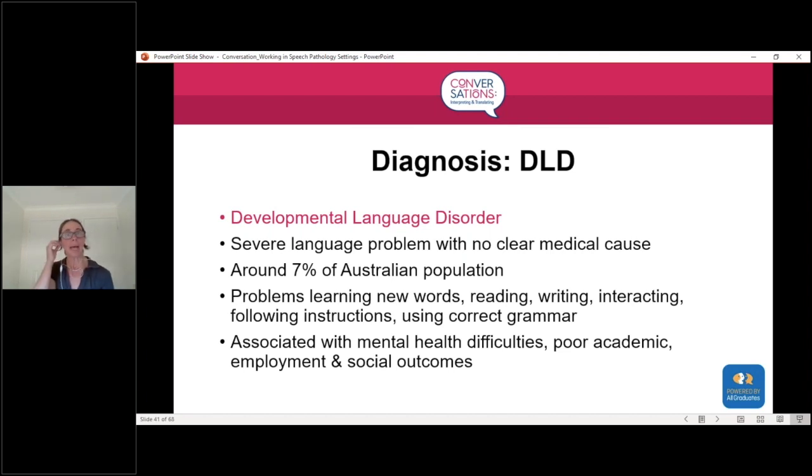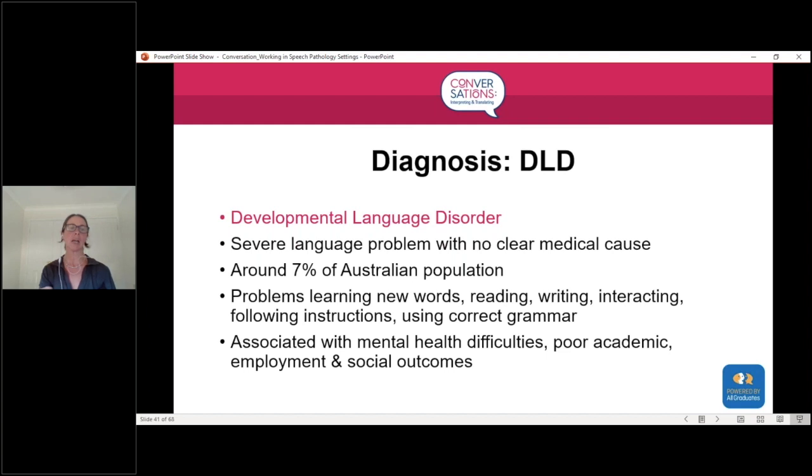Okay, but in schools and working with paediatric populations, some of the major diagnoses are what we call DLD. So this is developmental language disorder. Put it in pink there for your glossary. This is a severe language problem which has no clear medical cause, and it actually affects so many more children than you'd realise, because it's not something that people talk about. You don't hear talk of DLD much, but it is a severe problem, and it can be associated with lifelong difficulties, poor academic, employment and social outcomes. So early identification and intervention is prescribed for developmental language difficulty.